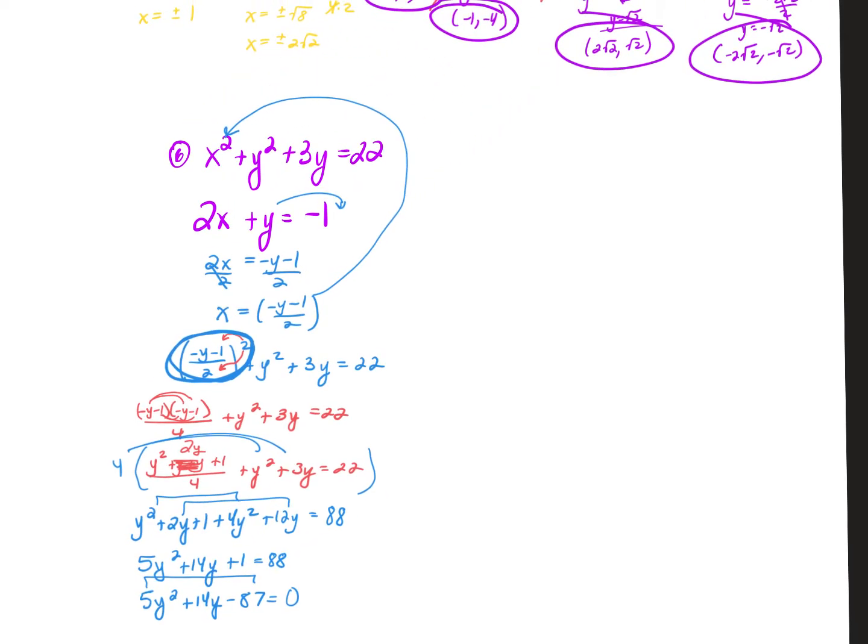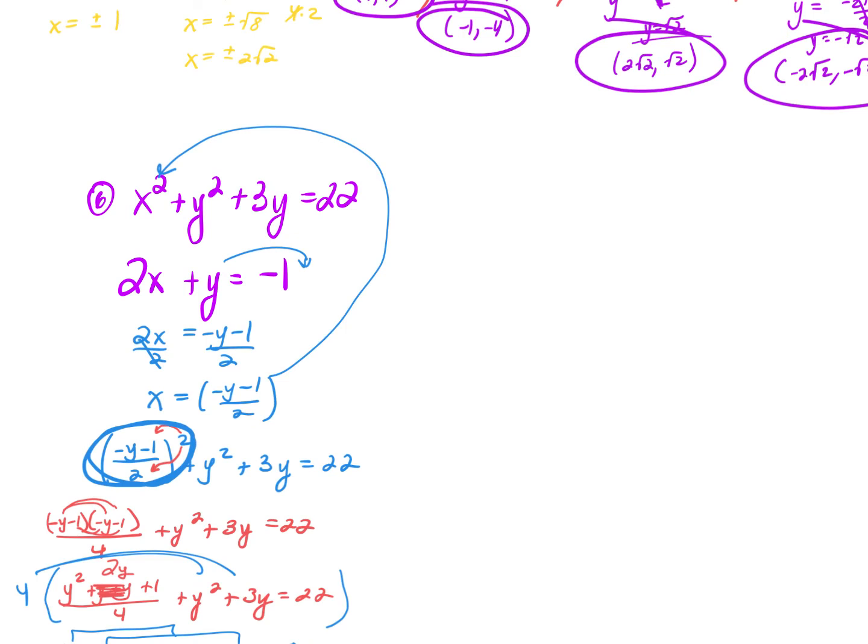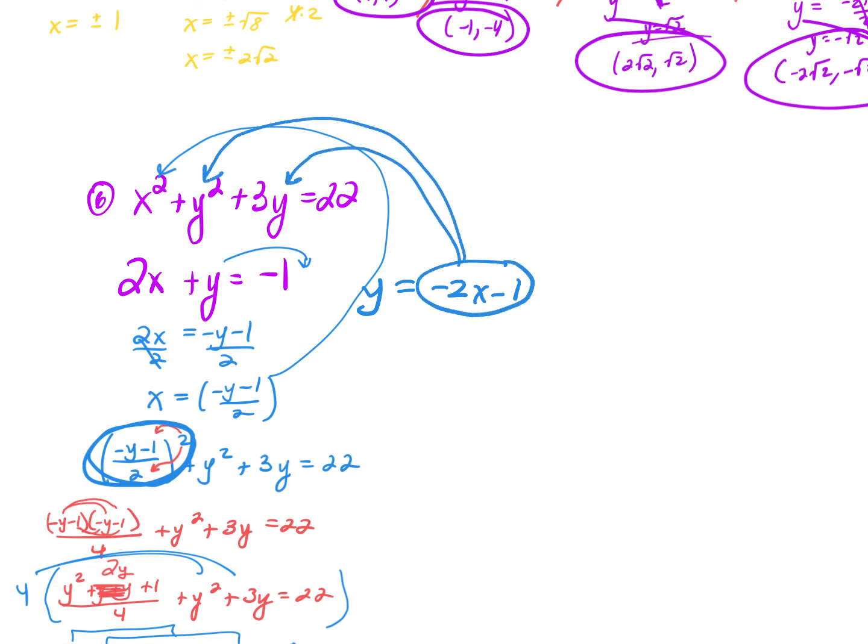If we went back from the beginning, and again, I'm just showing you, but if we went back and got y by itself and said y equals negative 2x minus 1, we don't have any fractions, we don't have anything yucky, so I can just take this and I'm going to plug it into both places I see a y. So I have x squared plus, instead of y, I'm putting negative 2x minus 1 and I'm going to square it. Then I have plus 3 times what? Negative 2x minus 1, and that equals 22.